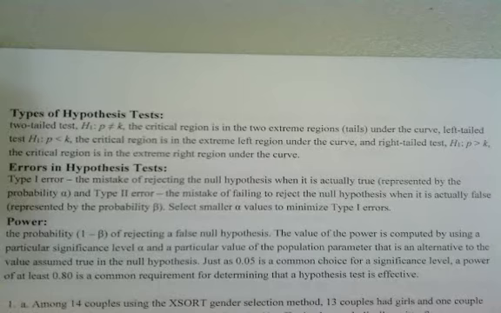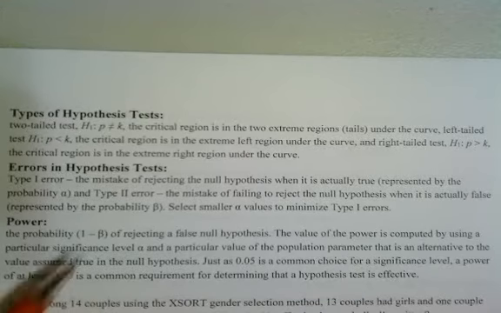There are specified errors in hypothesis testing. A type 1 error is the mistake of rejecting the null hypothesis when it's actually true. A type 2 error is the mistake of failing to reject the null hypothesis when it is actually false. So you could think of these as false positives and false negatives.